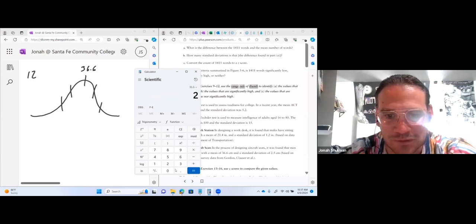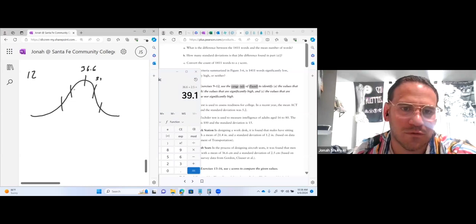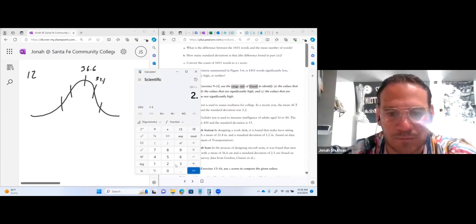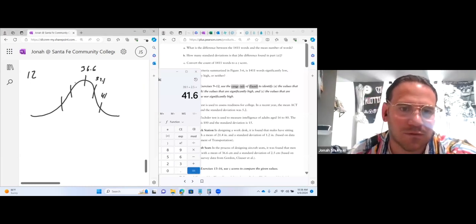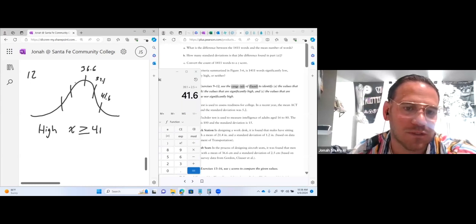36.6 plus 2.5 is 39.1, plus 2.5 is 41.6. So the significantly high is x has to be greater than or equal to 41.6.